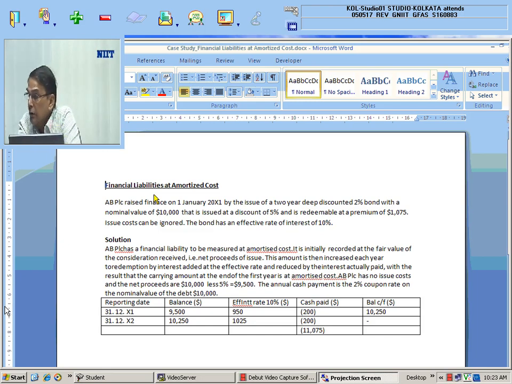So on 31/12/X1, that is the year in which the bond was issued, at the end of that reporting period, initial measurement was 9,500. Effective interest rate at 10% on 9,500 is 950. Interest paid to the bondholder is 200. So 9,500 plus 950 minus 200, that is 9,500 plus 750, that will be the amortized cost of the bond, 10,250 at the end of the first year.